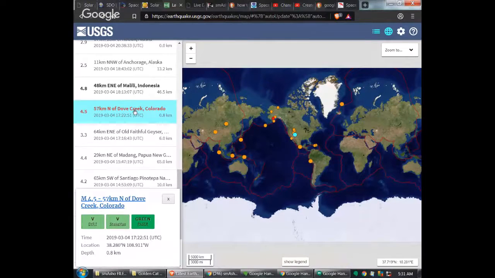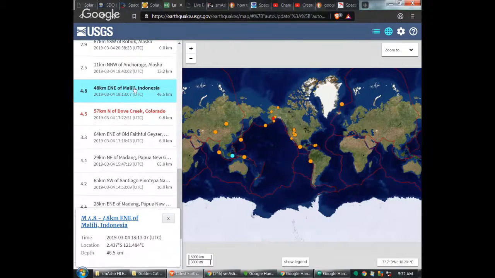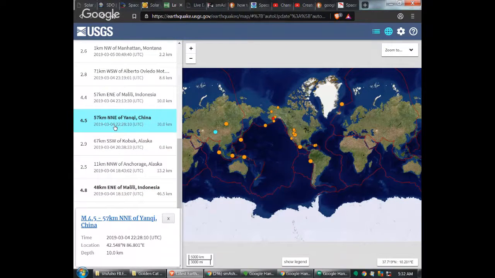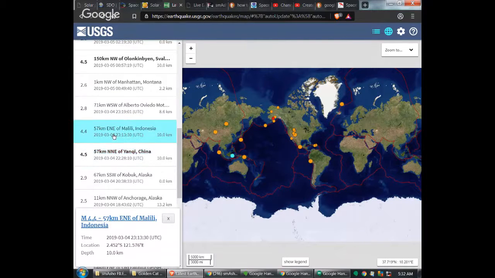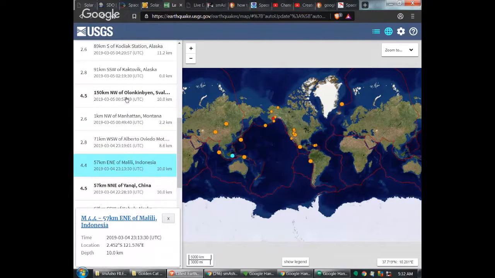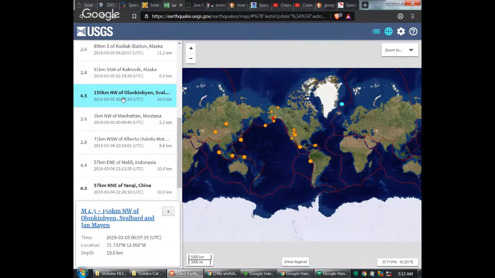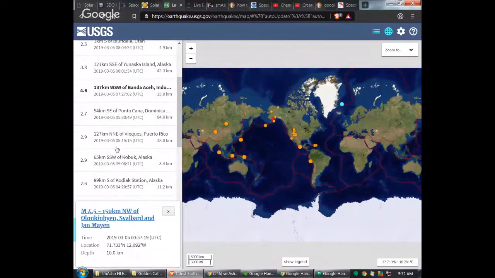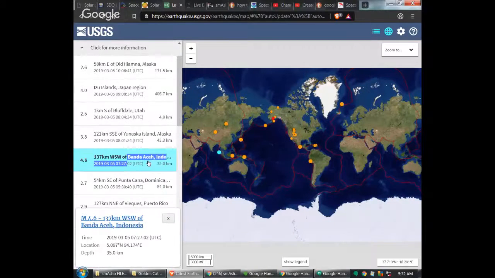Hey, Oppenheimer Ranch project, did you feel that one? I don't know how close it was. Anyway, we also see a 4.8 in Indonesia, 4.5 in China, another 4.4 in Indonesia. Here's one in between Svalbard and Iceland at a 4.5 magnitude. And looks like the most recent one was way out to the west, Indonesia there. So there's your earthquake rundown.